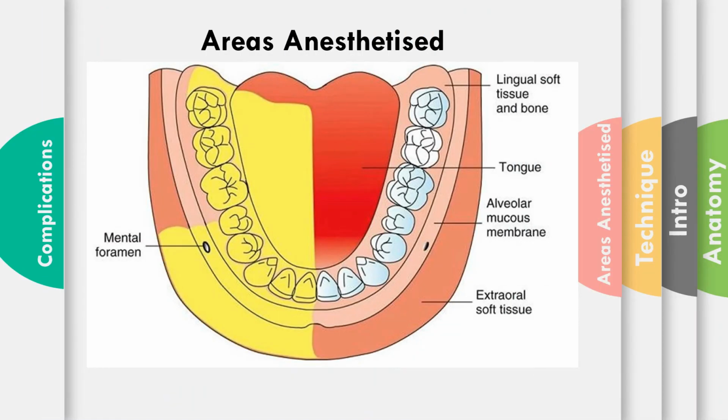After giving the inferior alveolar nerve block, the following areas will get anesthetized. The pulp of all the teeth on one side, then the soft tissues anterior to the mental foramen, that is gingiva, alveolar mucosa, buccal mucosa, labial mucosa, lip and chin anterior to the mental foramen on one side will get anesthetized. And as we are anesthetizing the lingual nerve, the anterior two-thirds of the tongue and the lingual soft tissues on one side also get anesthetized.